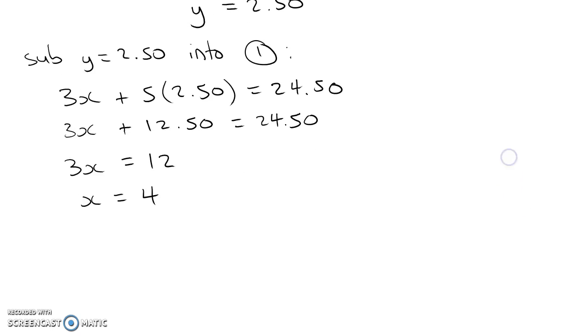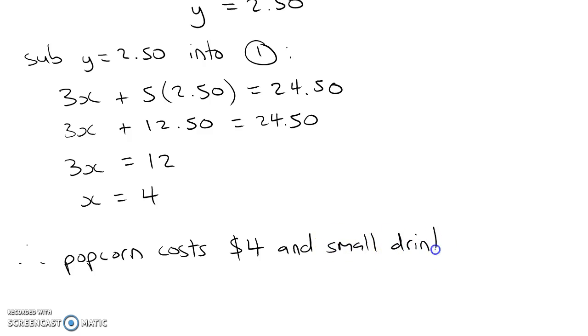Our final step is to actually interpret the solution and answer the question in words. So we found that x, which represented the popcorn, was 4. So therefore, popcorn costs $4, and small drink, which was our y value, was $2.50. So it costs $2.50.